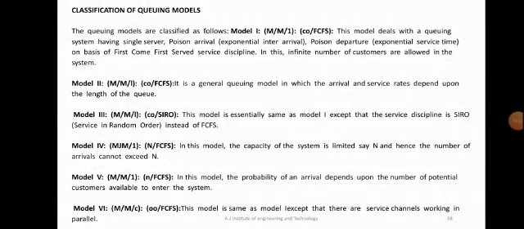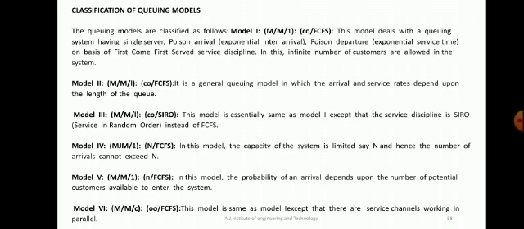Classification of queuing models. The queuing models are classified as follows. Model 1. This model deals with the queuing system having a single server, Poisson arrival, exponential inter-arrival, Poisson departure, exponential service time, on the basis of the first come first served discipline. In this, an infinite number of customers are allowed in the system. Model 2. The general queuing model in which the arrival and service rates depend upon the length of the queue.